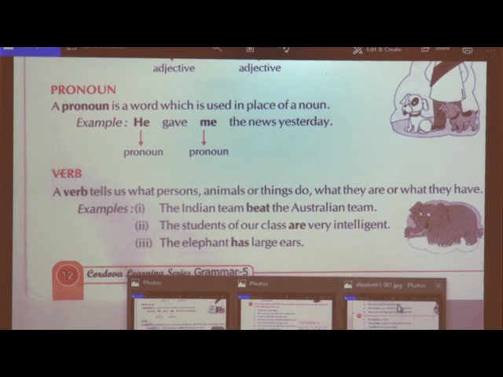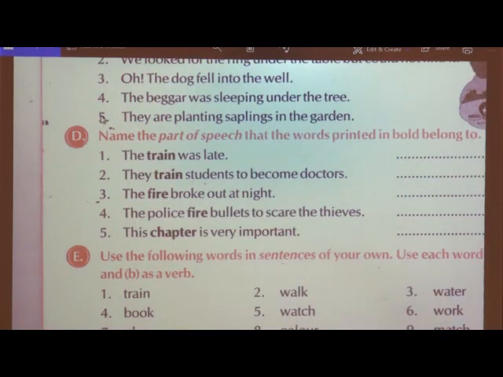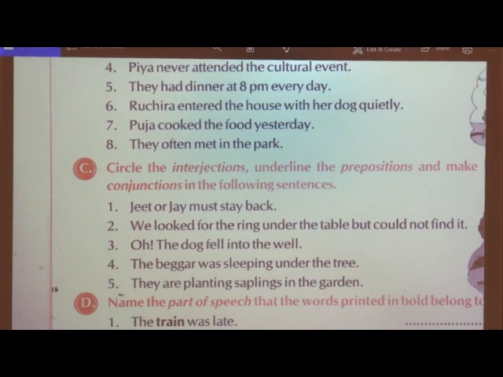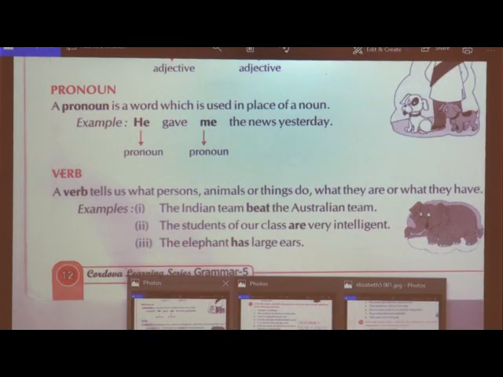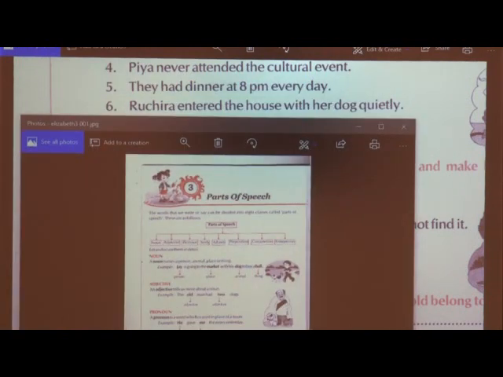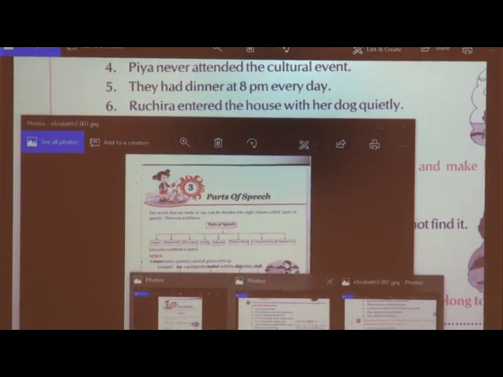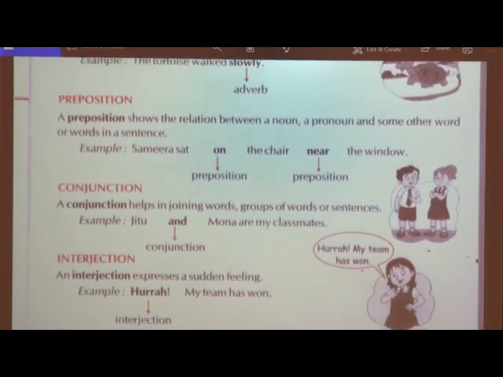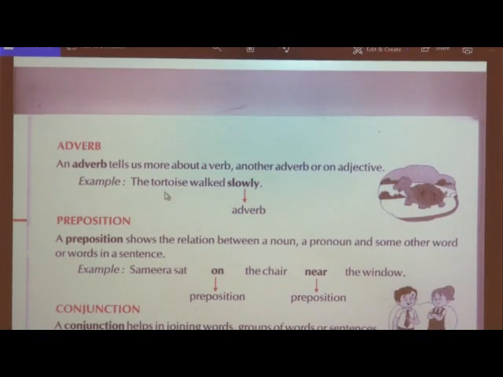Next, if you see here, we have completed with verb, and the next one is an adverb. So, the next part of speech is an adverb. What is an adverb? It tells more about a verb, in what way the action has been done. It tells more about another adverb, and it tells more about an adjective also. So, an adverb tells more about a verb, another adverb or an adjective.